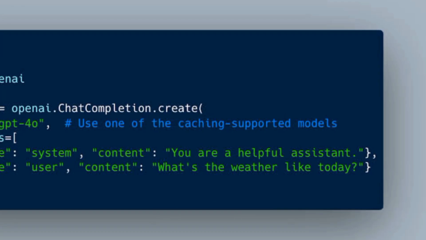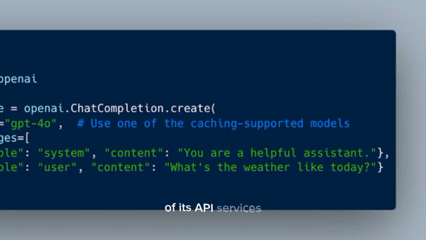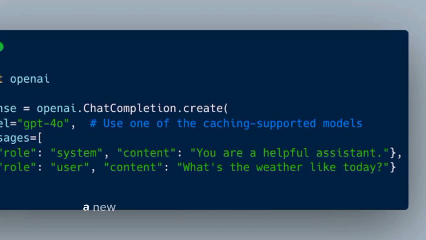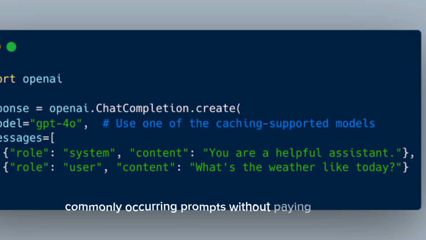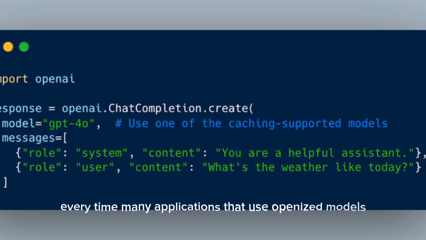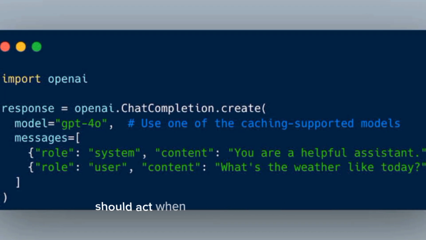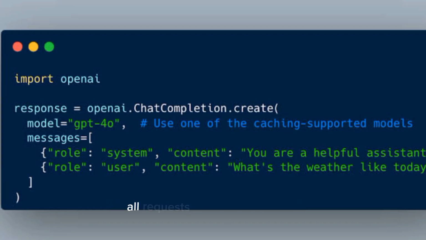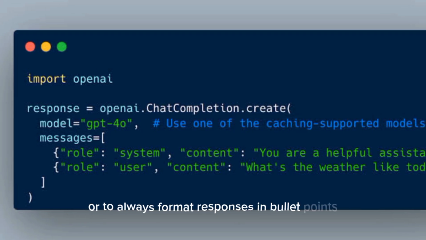Prompt caching: OpenAI has been laser-focused on driving down the price of its API services, and has taken another step in that direction with prompt caching, a new feature that enables developers to reuse commonly occurring prompts without paying full price every time. Many applications that use OpenAI's models include lengthy prefixes in front of prompts that detail how the model should act when completing a specific task, like directing the model to respond to all requests with a chipper tone or to always format responses in bullet points.